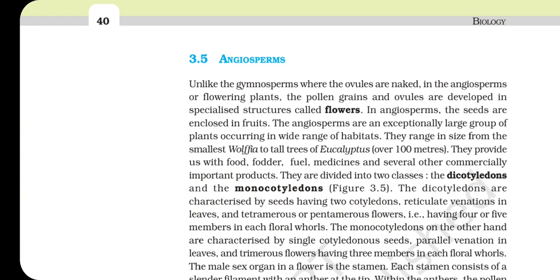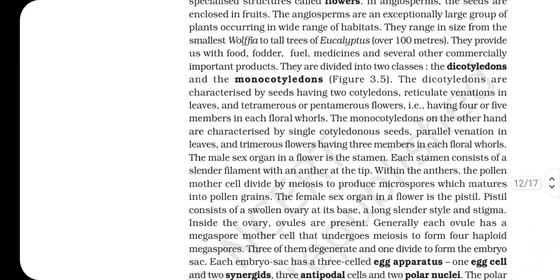The male sex organ in a flower is the stamen. Each stamen consists of a long filament with an anther at the tip. Within the anther, the pollen mother cells divide by meiosis to produce microspores, which mature into pollen grains.